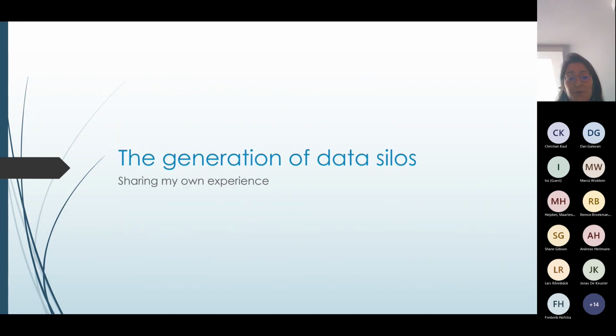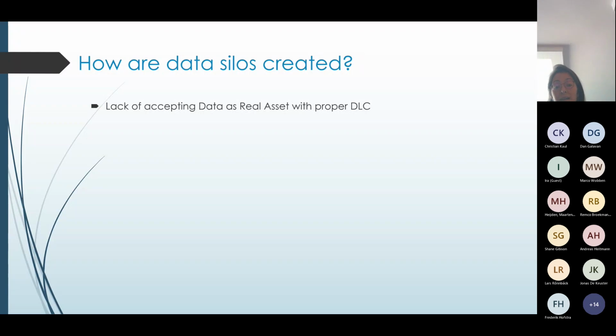Now let me walk you through my experience on what I believe are the main root causes of the creation of data silos. I believe that the lack of accepting data as a real asset is one of the main reasons for data silo creation in the first place. Data is actually a bridge between business function and the technology and product. And if it is handled, or let's say supervised, by one of the other departments, be it technology under the CTO, finance under the CFO, or product under the CPO, this bridge is broken, because the data then is biased and under the strategy of that specific division.